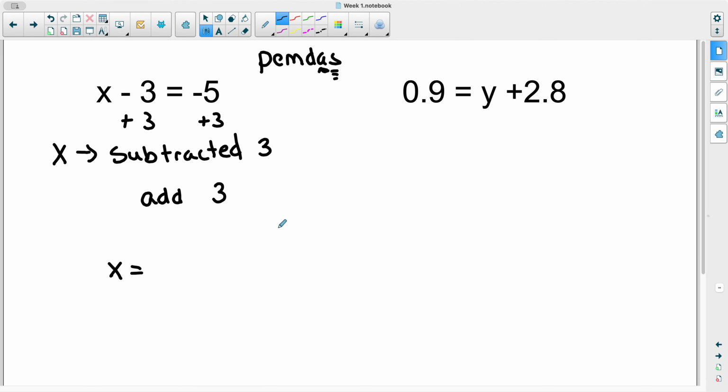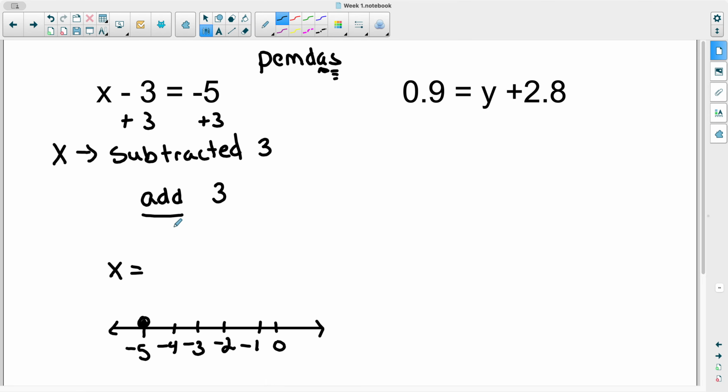So I'm going to do a number line, and you can do this in your head. This is not something that has to be done every time, but I do want to show you how this works. This is 0, -1, -2, -3, -4, and -5. So we are right here. When we add, we go to the right. So we're going to add 3. So we're going to add 1, 2, 3. So X is -2. Just a nice little way of showing how this works.